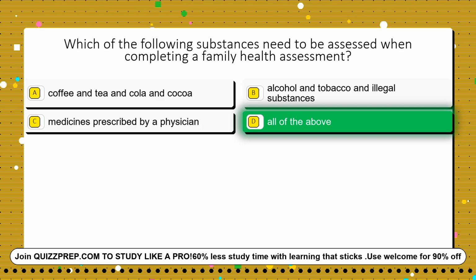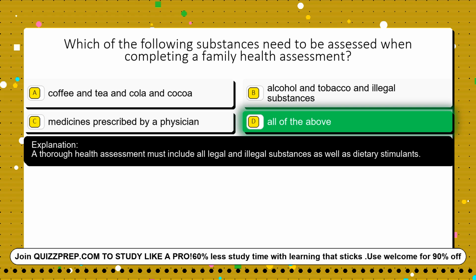The correct answer is option D, all of the above. A thorough health assessment must include all legal and illegal substances as well as dietary stimulants.